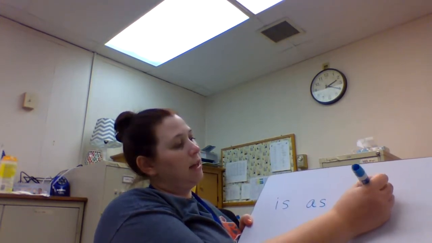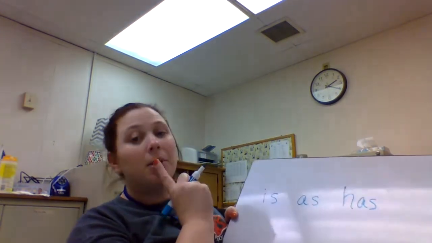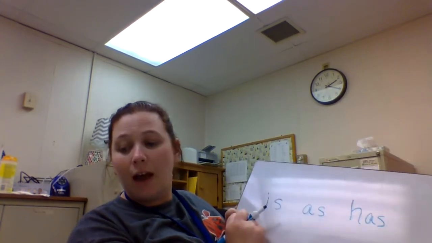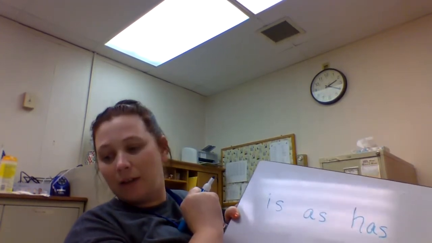Now I want you to echo these words for me. Is, as, and has. What sound are you hearing in that final position? It's a Z sound, isn't it? Let's look at these words on the board. What letter do you notice at the end of these words? It's making that Z sound. It's an S. An S is making that Z sound in there.